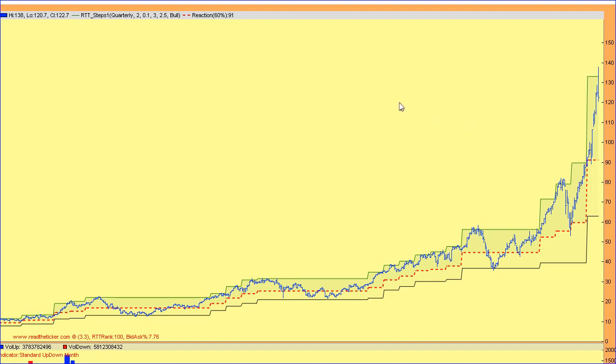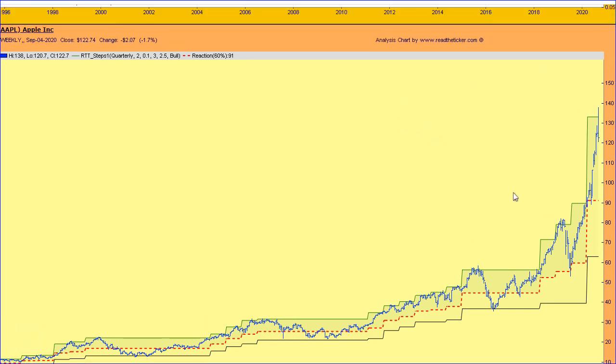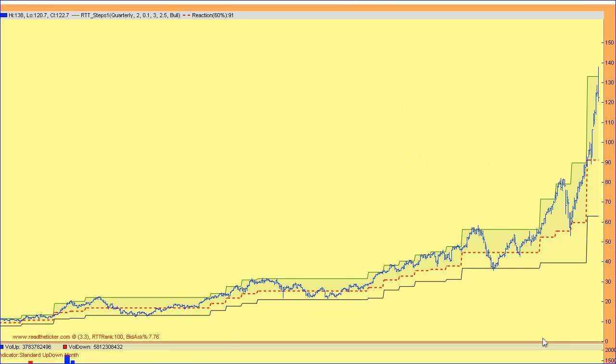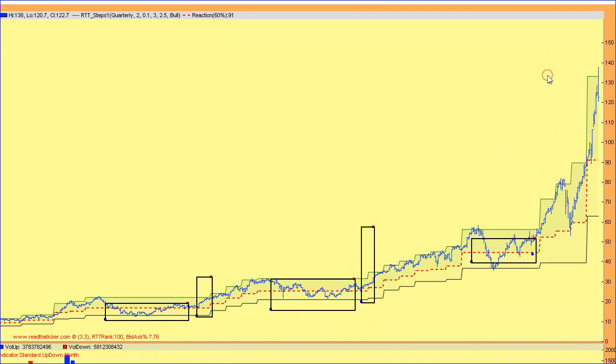So here we have a weekly chart of Apple. I'll just zoom up a bit. So this is Apple weekly. I've got about 5 years in there, and I've got my regular RTT steps in there. It's a custom indicator, and for example, this is a cause. That's your effect. You have to understand something about Wyckoff. We talk about cause and effect. That's a consolidation in the advance, cause and the effect.